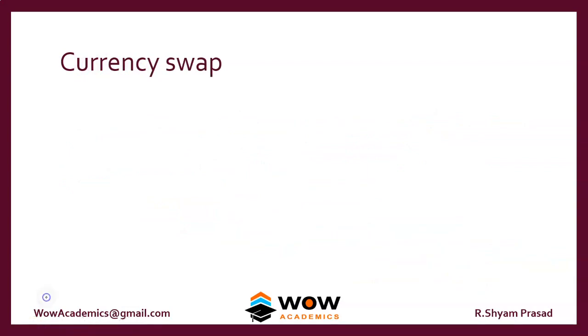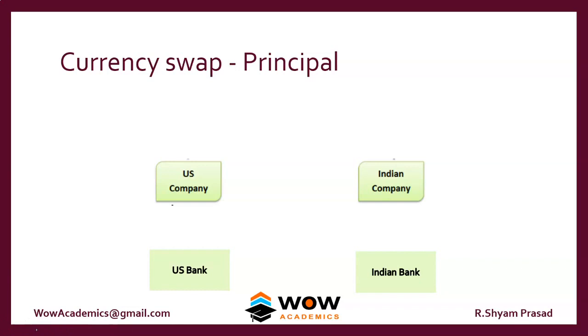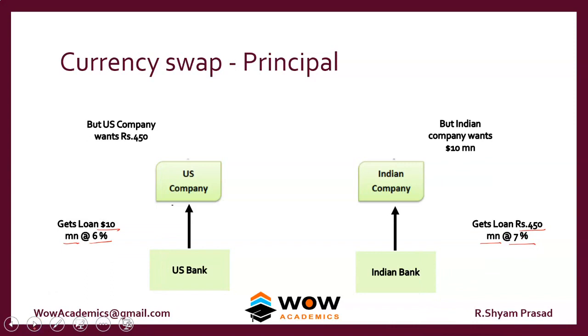So we'll move on to the currency swap. We'll look at an example for this. We'll take two companies, a US company and an Indian company. The US company gets a 10 million loan from a US bank at 6% interest, and the Indian company gets 450 million at 7% interest from an Indian bank. But the problem is the US company wants 450 million rupees and the Indian company wants 10 million dollars. So they actually want to exchange.